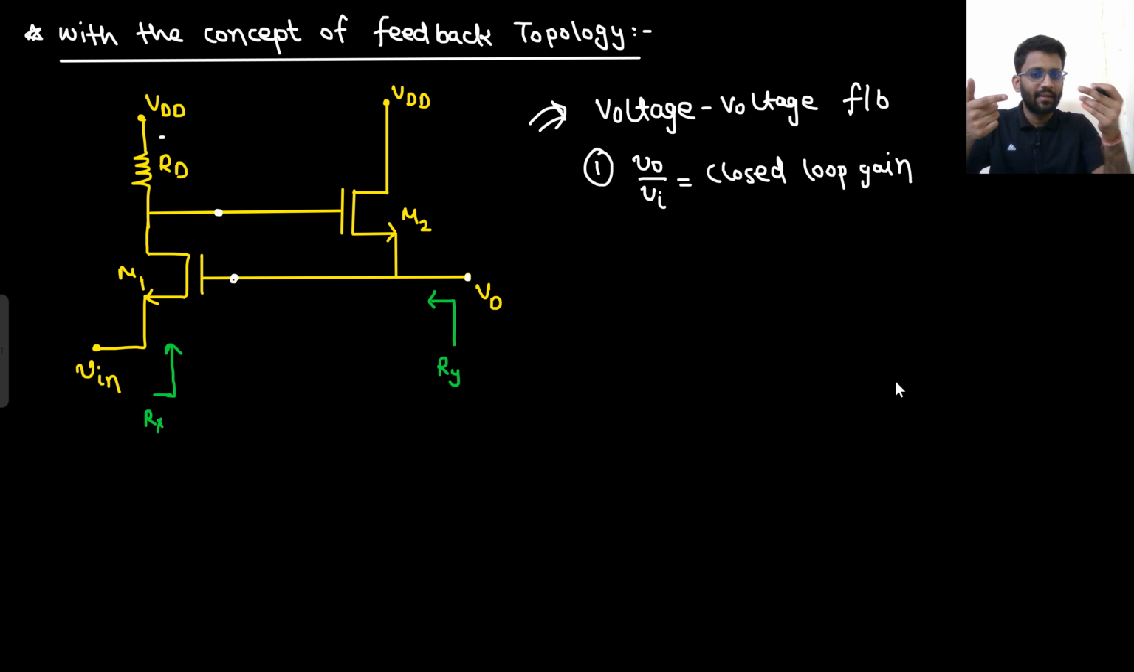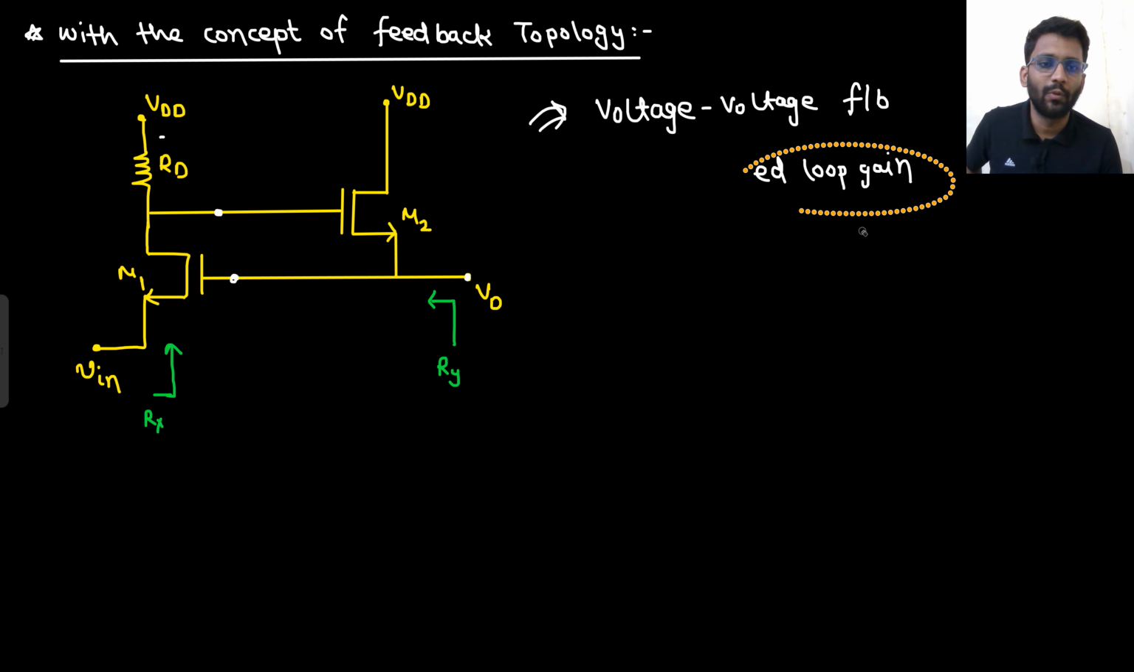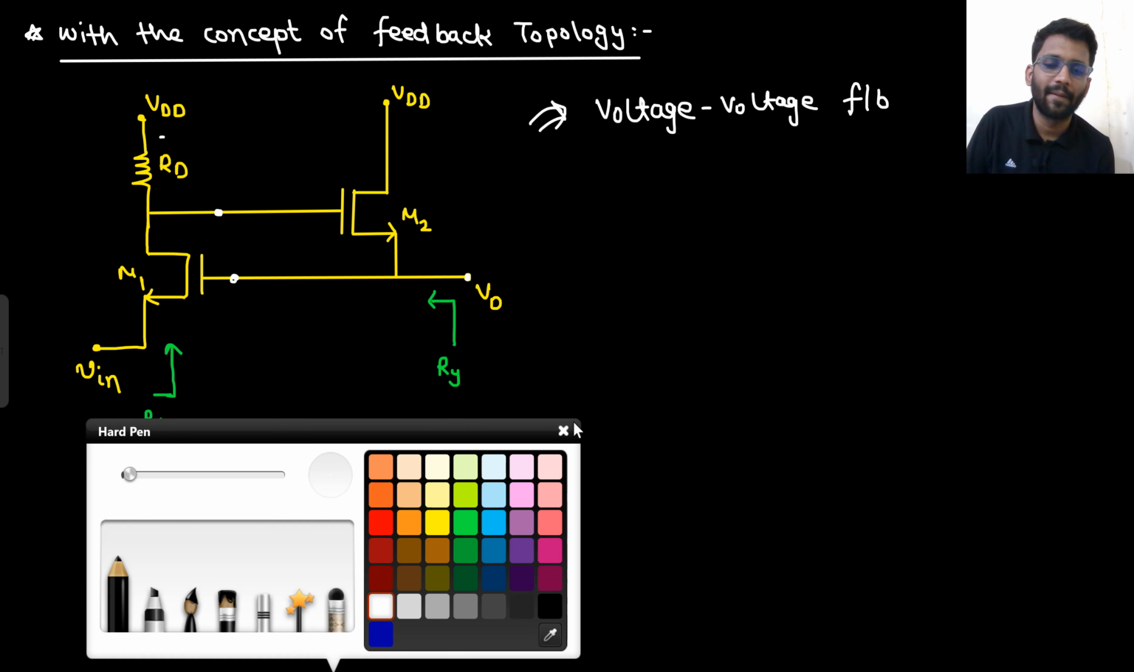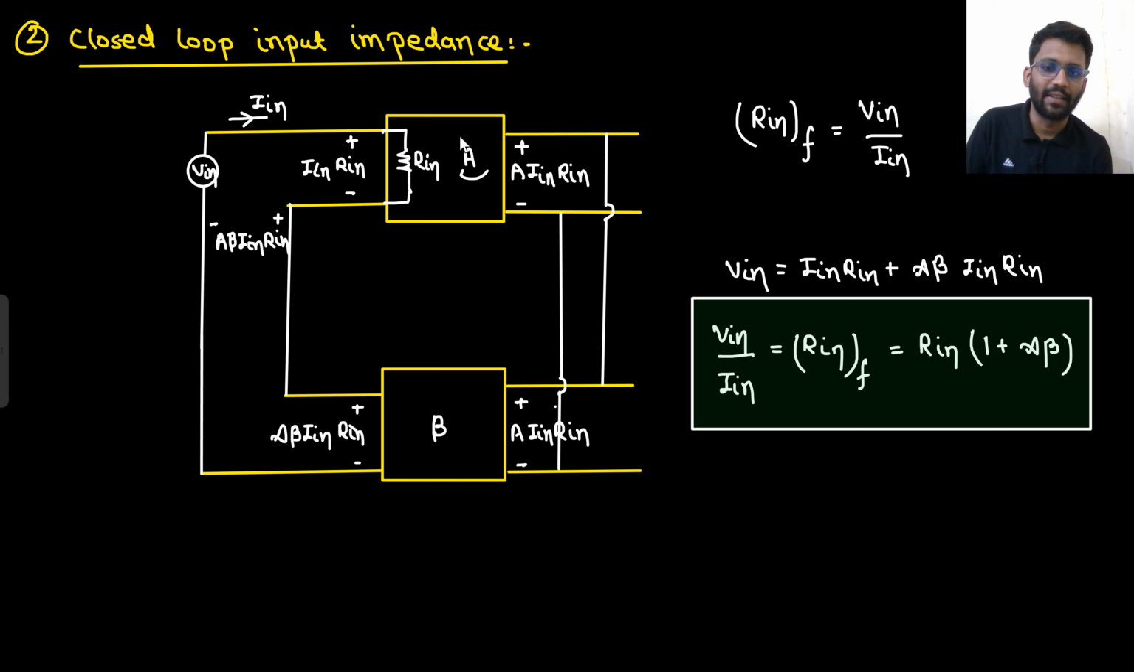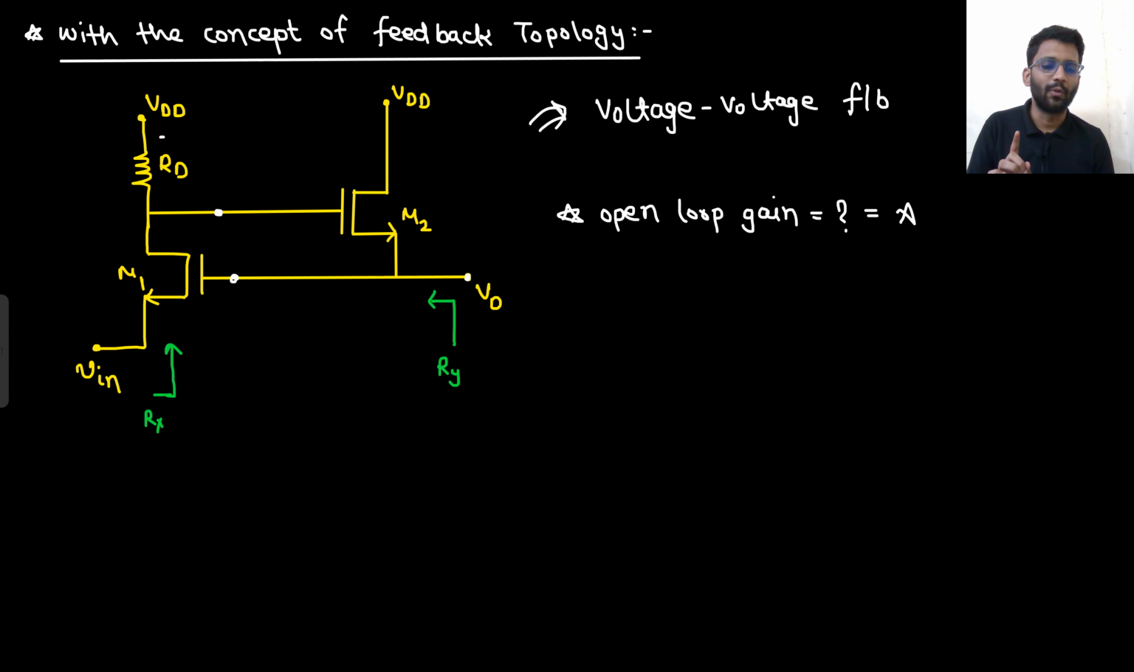Why will it be equal to the closed loop gain? Because feedback is there. Let's talk about open loop gain first. What will be the open loop gain? So first we are talking about open loop gain. What is open loop gain? That is equal to A. In the diagram that we made, this A we are going to talk about. Open loop gain. Now what do you mean by open loop?